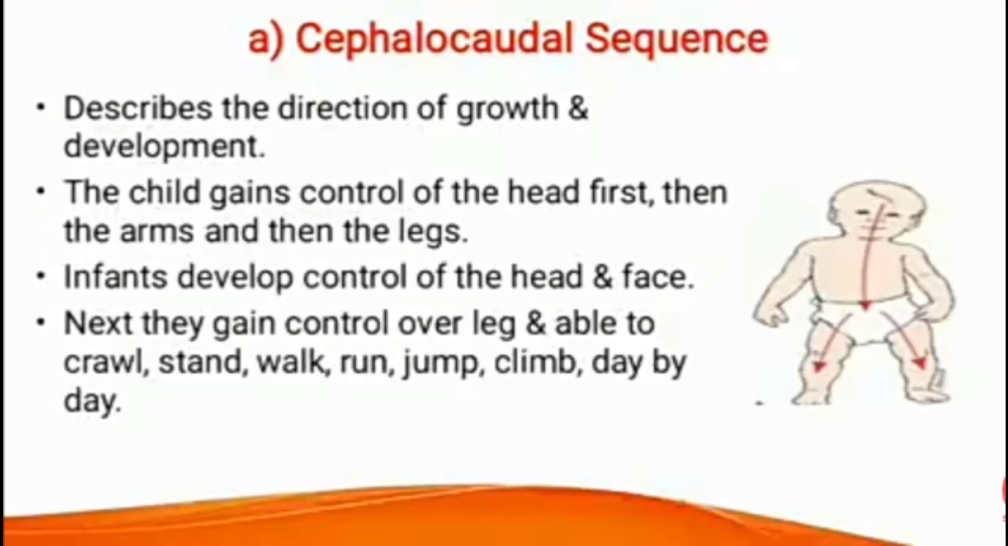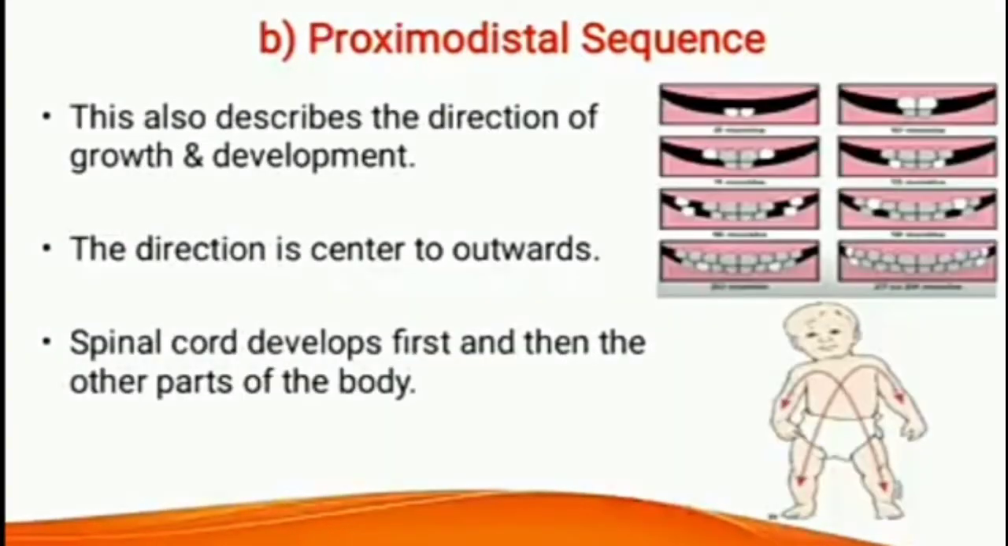Cephalocaudal sequence describes the direction of growth and development. The child gains control of the head first, then the arms, and then the legs. Infants develop control of the head and face. Next, they gain control over the legs and are able to crawl, stand, walk, run, jump, and climb day by day. Is it clear?